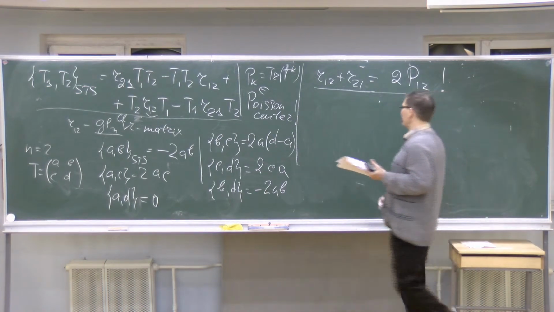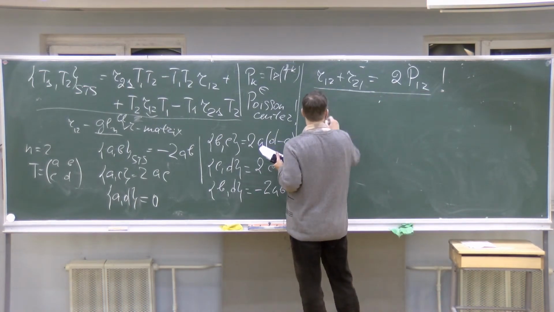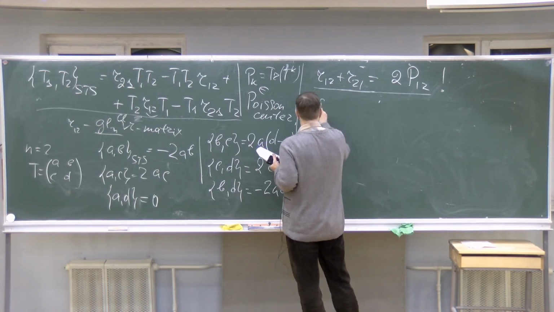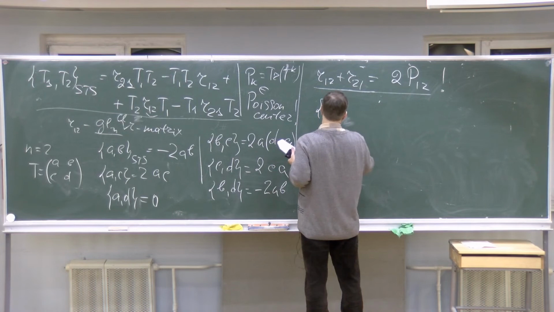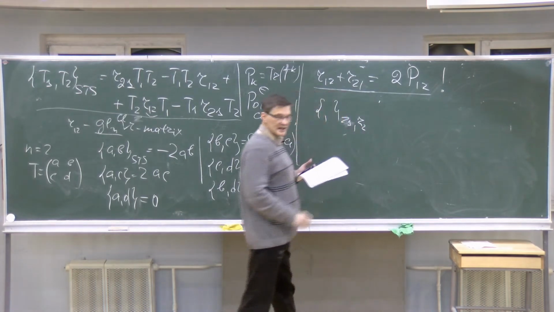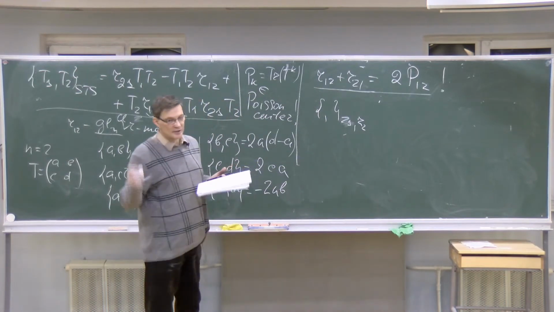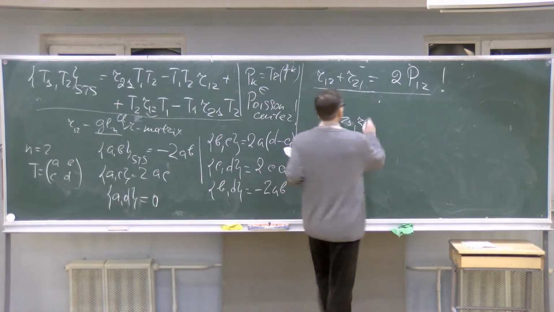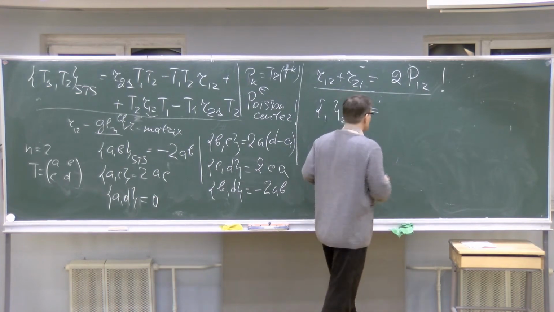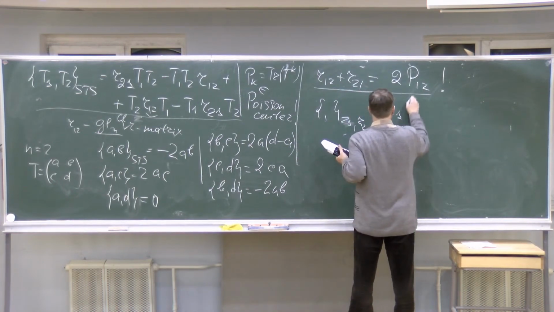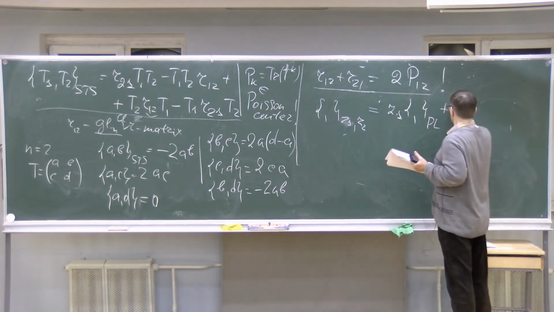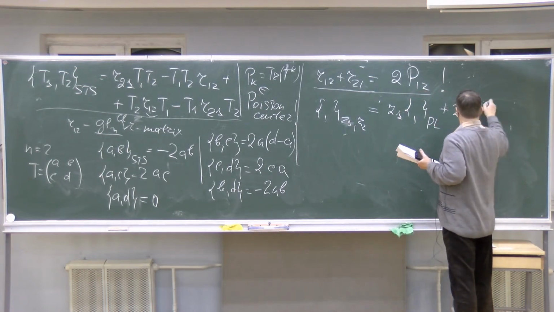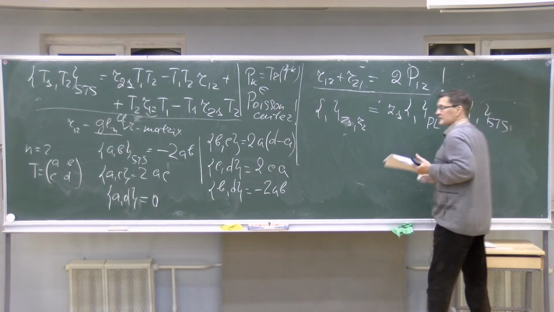A Poisson pencil. If I consider a construction with Z1, Z2, Z arbitrary numbers, and I organize the following linear combination: Z1 and here the Poisson-Lie bracket plus Z2 times the Semyonov-Tyan-Shansky bracket.